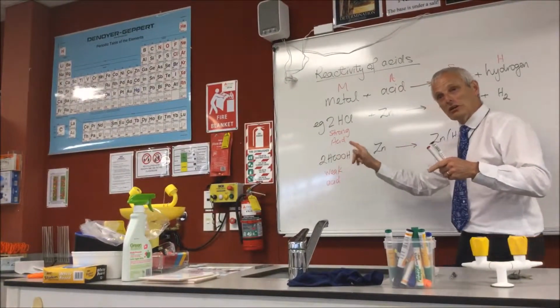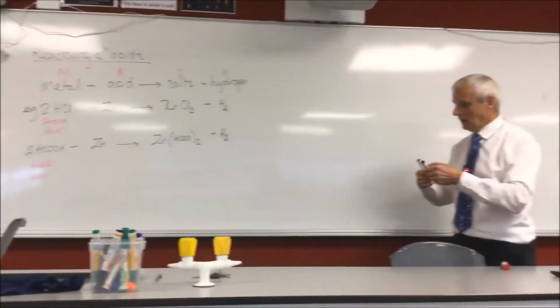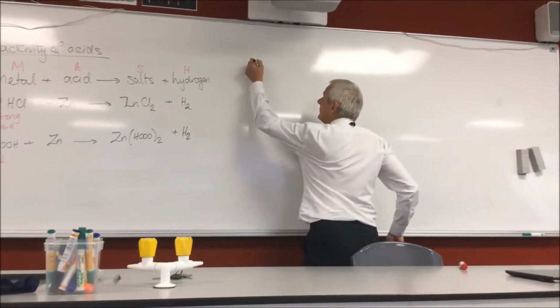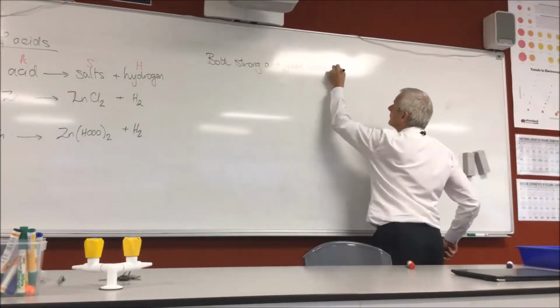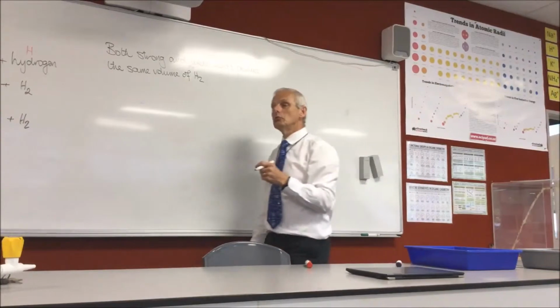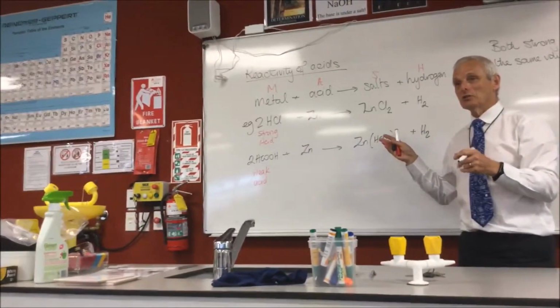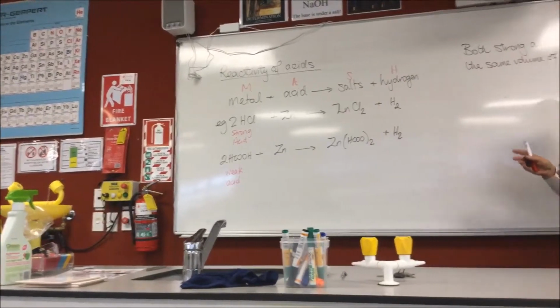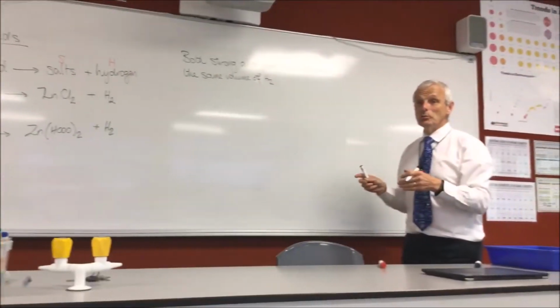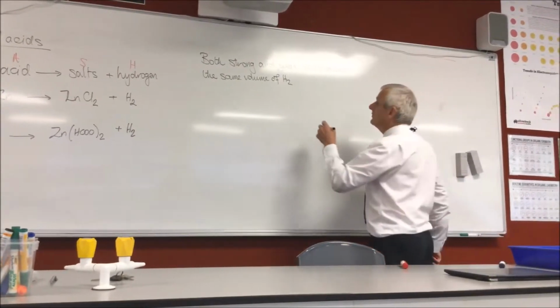And we'll look in just a second at why this works like this. Of course, there's a proviso here. We're using the same concentrations and the same amounts. But given the same amounts, the amount of hydrogen that you produce at the end is not dependent upon the strength of the acid. Same volume of hydrogen.